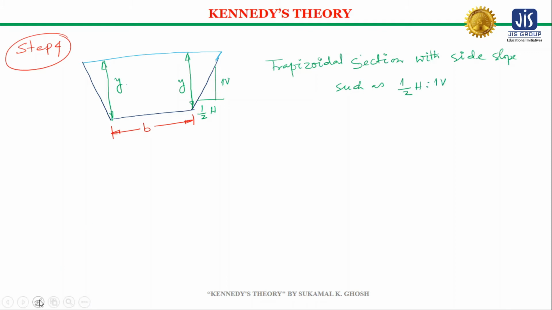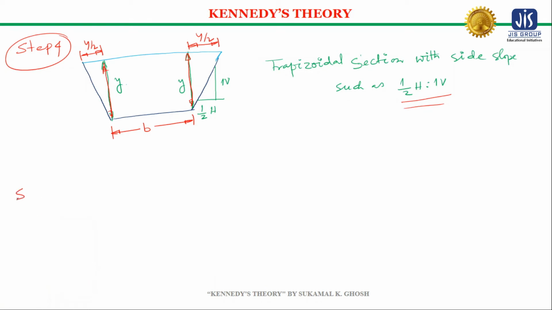Okay, now since the side slope is 1/2 horizontal and 1 vertical, so if this height is Y, then this width will be Y/2, and also since this height is Y and the side slope is 1/2 horizontal and 1 vertical, this width will also be Y/2. Okay, now we have completed our step 4.